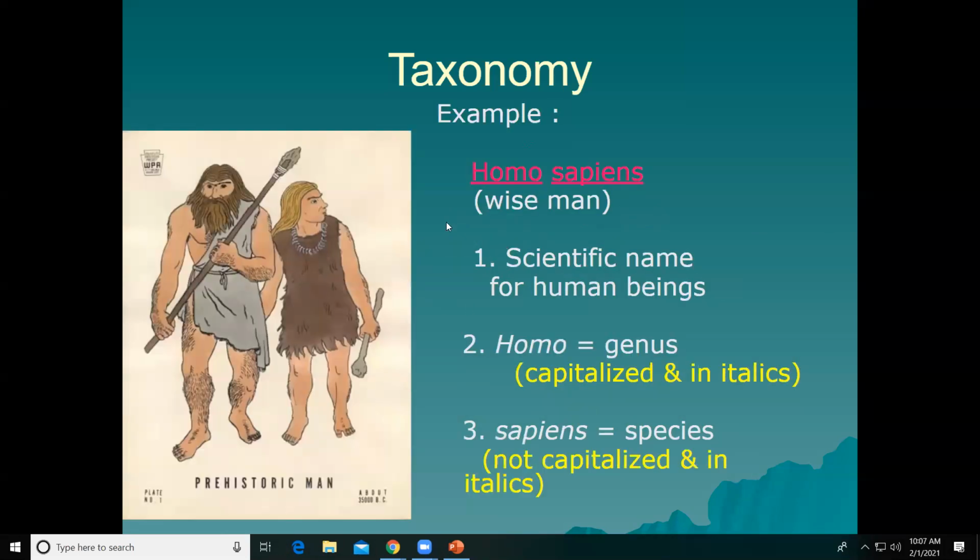So here's an example looking at humans. For humans, our scientific name is Homo sapiens. If we actually look up what these mean in Latin, it simply means wise man. So it's the scientific name for humans. Homo is the genus, so that refers to man, and sapiens is the species, which is wise.